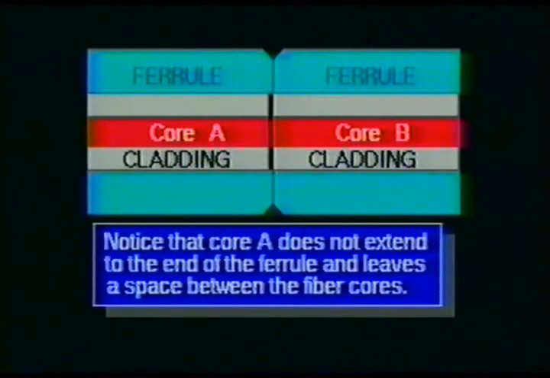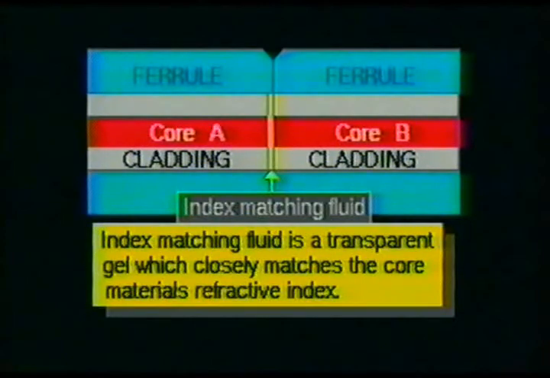Since connectors do not actually bond the fibers together, the spacing between the fiber cables, or the fiber and the receiving or transmitting device, is also very critical. This loss can be reduced by using index matching fluids in the connector. This fluid is a transparent gel which closely matches the refractive index of the fiber optic glass itself.